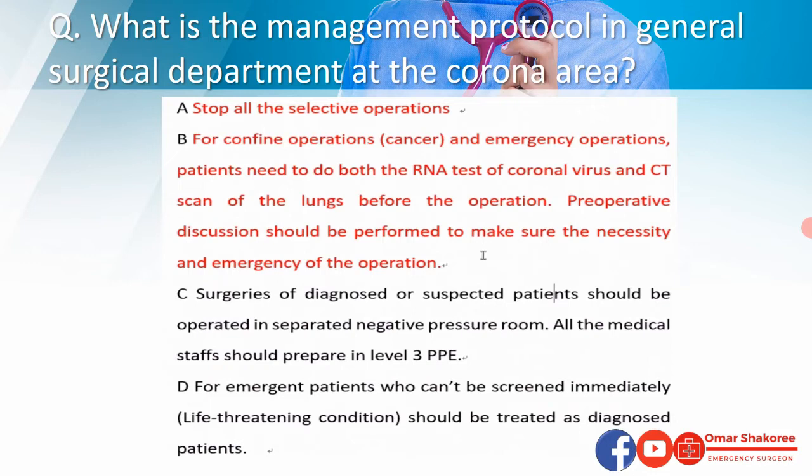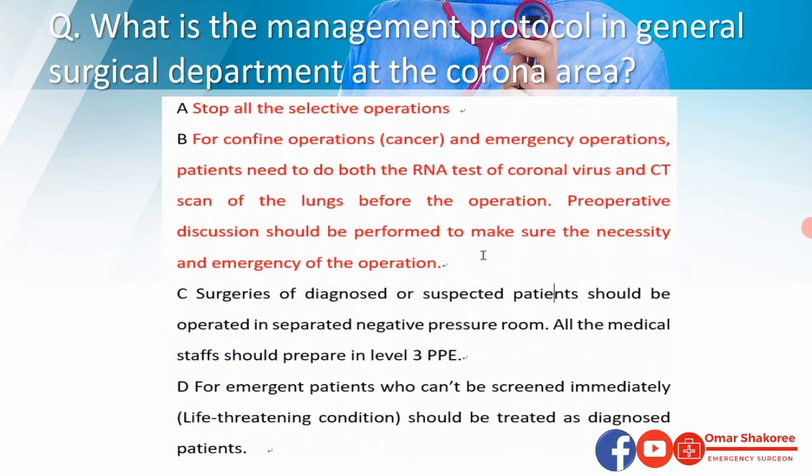Surgeries of diagnosed or suspected patients. Surgeries that we will face in a diagnosed or suspected patient should be operated in a separate negative pressure room. We need a separate negative pressure room to operate on such patients. All the medical staff should prepare with level 3 personal protective equipment. We will speak about the levels of personal protective equipment for each person later. So in this condition, in surgery on a diagnosed patient, we need to be prepared with level 3 personal protective equipment.